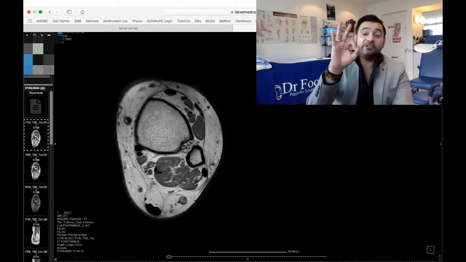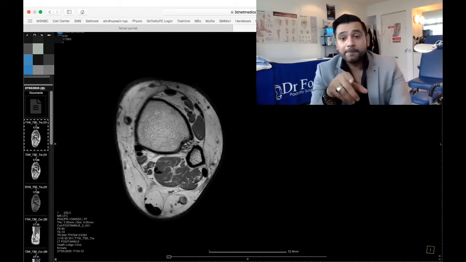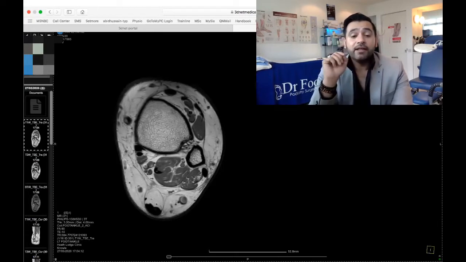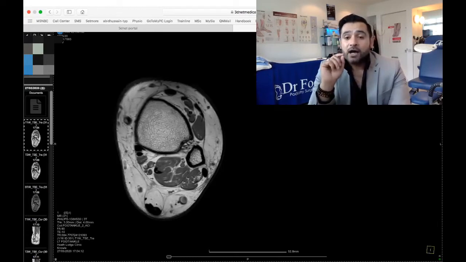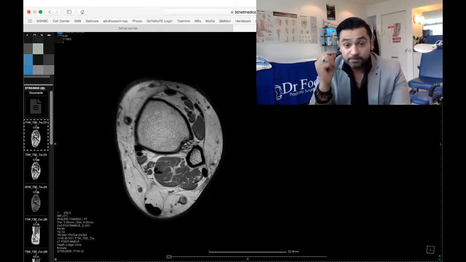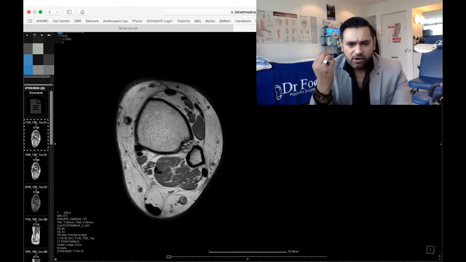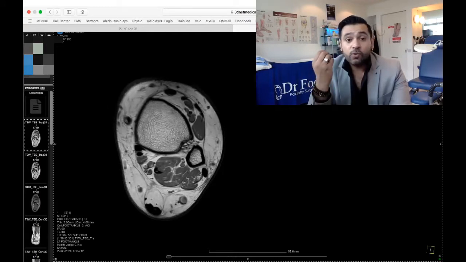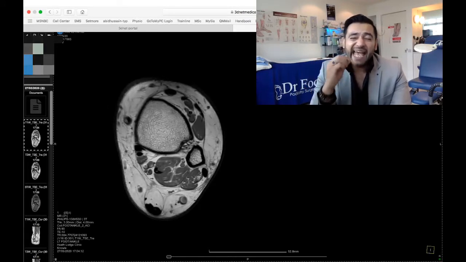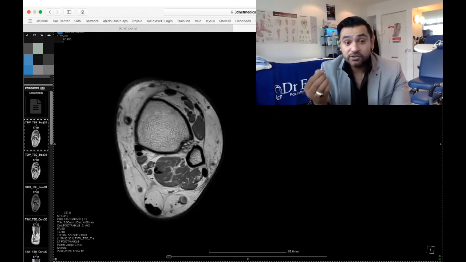Three things that I need to talk about before I talk about the interpretation of the MRI. Number one, we as podiatrists, we don't diagnose based upon MRIs, X-rays, or ultrasound. We use this to aid our clinical diagnosis.